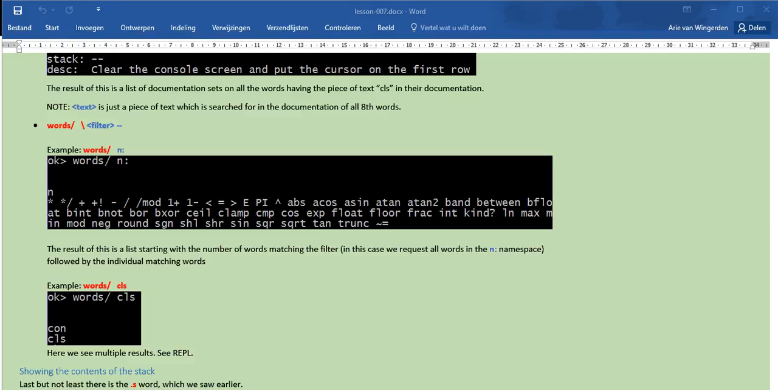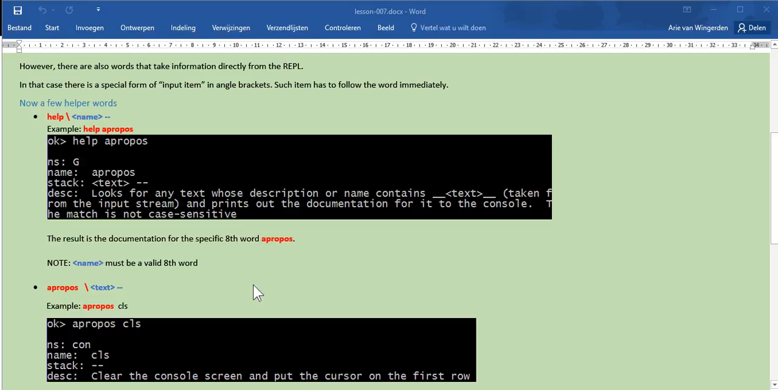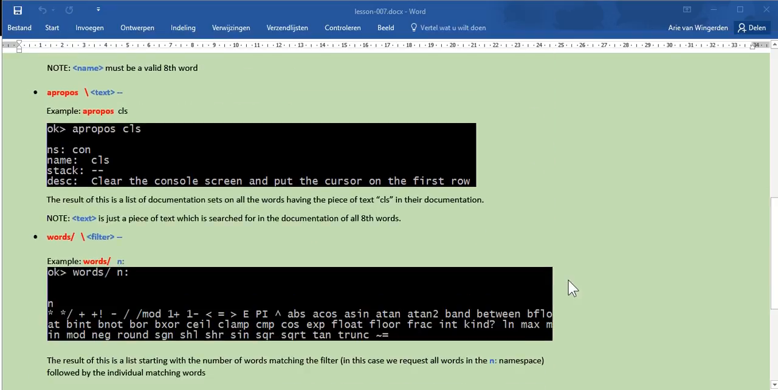Then there's another very useful thing you can do with words slash, namely you can put a partial word which will be matched, and then when you do that, you see that in this case the con namespace is mentioned. So you can use these words differently, but you can get a lot of help from them. Please use them a lot.